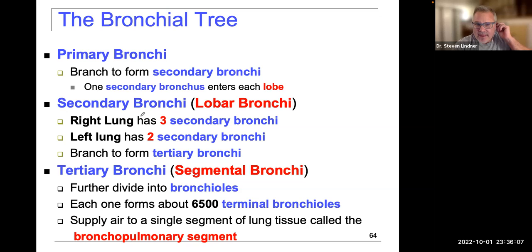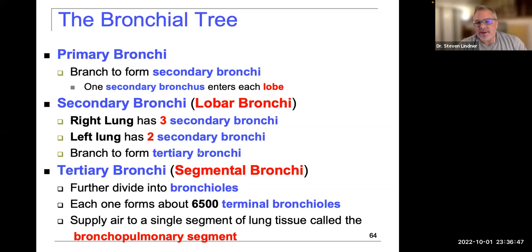Now, keep in mind that the right lung is going to have 3 lobes, and the left lung is going to have 2 lobes. The right lung is going to have 3 secondary bronchi, and the left lung will have 2 secondary bronchi. So think of each of the secondary bronchi as going to enter each lobe. So since the right lung has 3 lobes, and the left lung has 2, it only makes sense that the right lung will have 3 secondary bronchi, and the left lung will have 2 secondary bronchi.